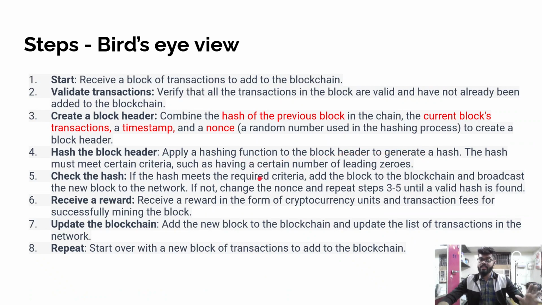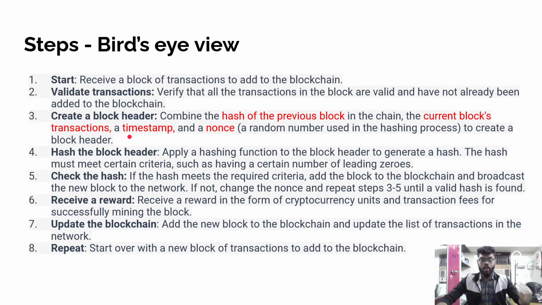Now let's see the steps. This is a bird's eye view, the overall thing that happens in the blockchain. In the start, we receive the transactions, then we validate all the transactions that are valid. We group them together and put them in a block. We use a Merkle tree for all those things. Now let's go to the next step.